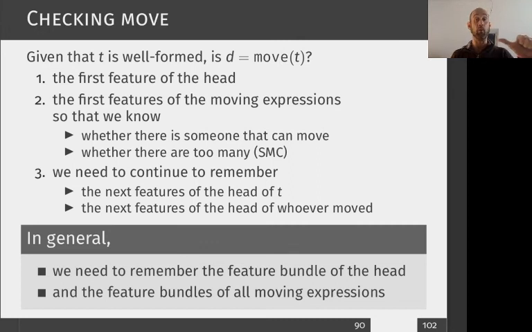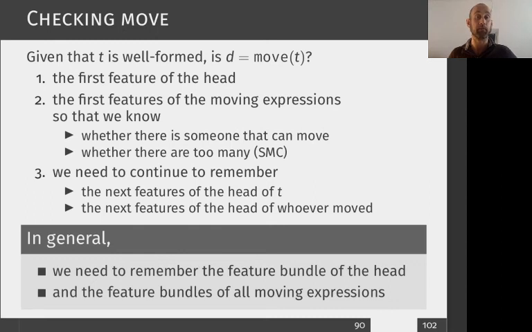One, so you know whether there is someone that can move at all. If there isn't anyone that can move, anyone that has the matching first feature as the first feature of the head, then you can't apply move. There's no one to move. But you also need to know if there's too many. Because if there are too many potential movers, then you break the SMC. The SMC says this is not a derivation which is allowed to continue. You can't apply move here.